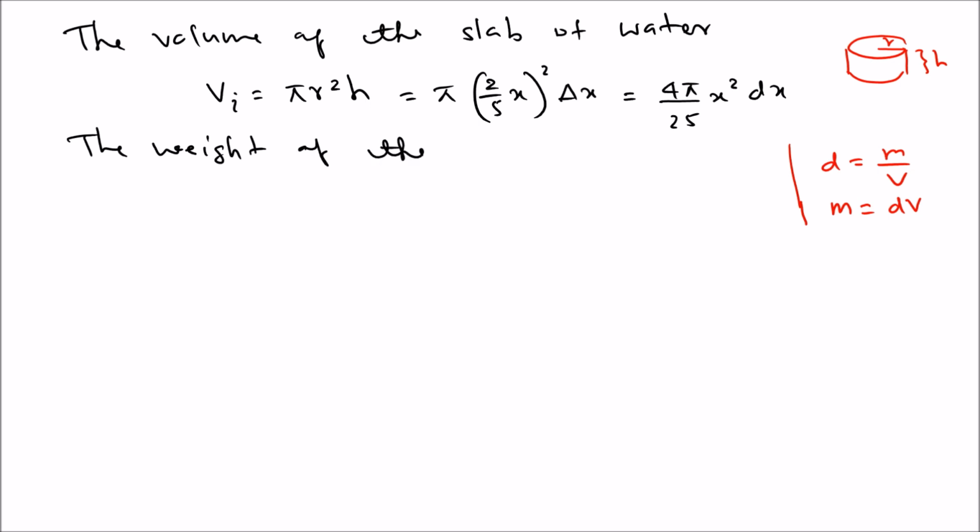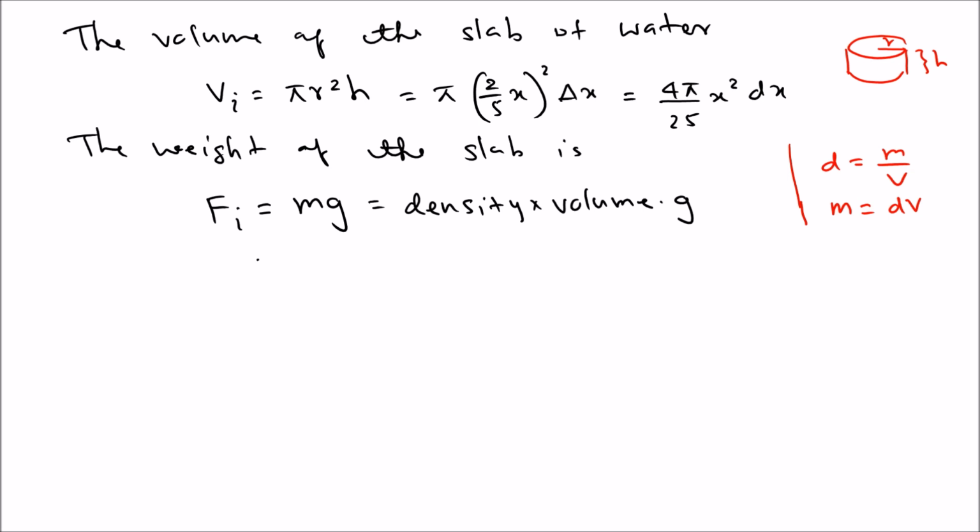So the weight of the slab is simply F, which is M times G, mass times G. Mass is simply density times volume. So we can write this as the density times the volume. Volume we calculated just above, times g. G is the gravitational acceleration. So let's multiply by that. We know the density is 1000, that's given for water, and the volume we just found is 4 pi over 25 x squared dx, times g.